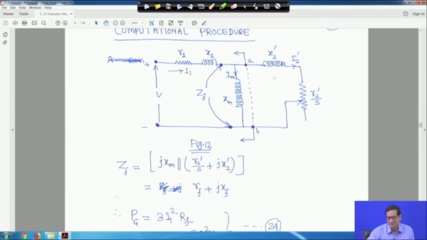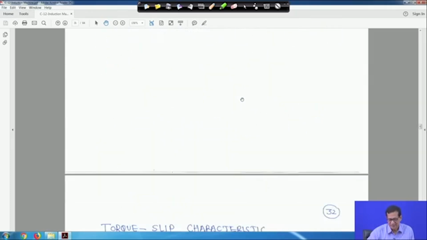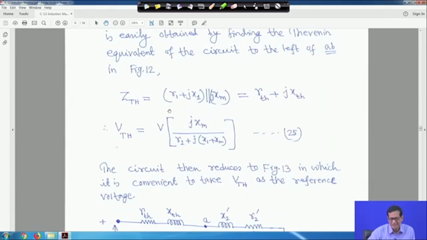The branch through which we are interested to find the current is taken out. After that we computed Thevenin voltage and Thevenin impedance, or for a DC circuit Thevenin resistance. Same way we will do it. We look at the left side of this circuit, that is why the arrow is marked like this. When you listen to this, please draw this simple circuit the way it has been drawn here, and find Z Thevenin, which will be R1 plus jX1 parallel to jXm. Its equivalent is R Thevenin plus jX Thevenin.